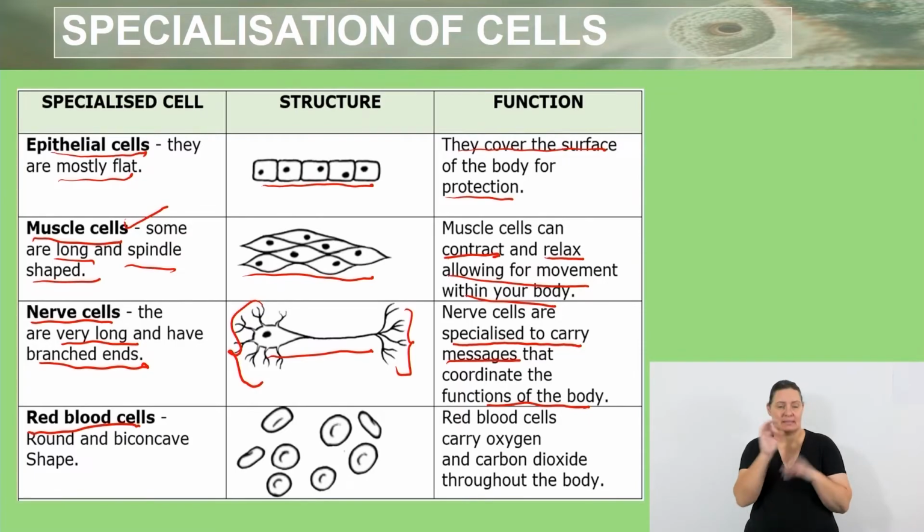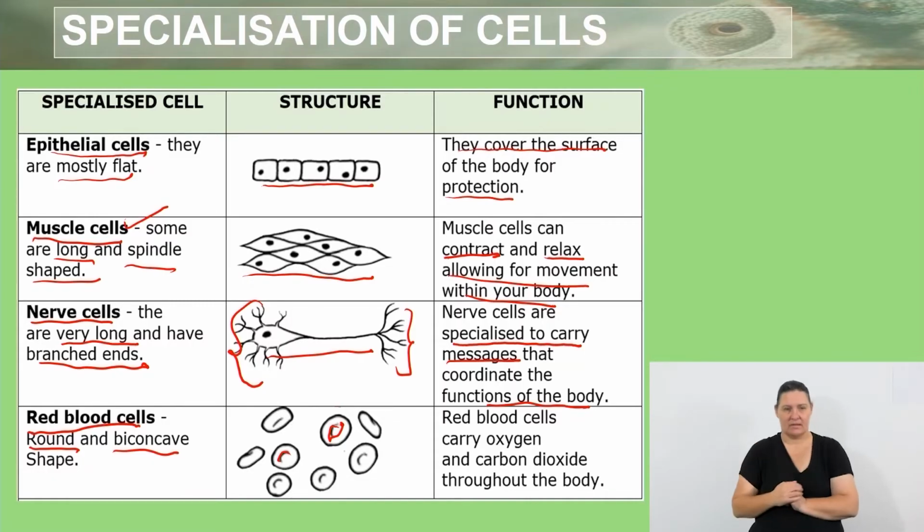So the red blood cells are round and biconcave. So when we say round, obviously we are referring to the circular shape, and this inside here, I don't know if you can see it, but it looks like there is a shape that is going in, or a hole, but not really a hole. So that is what we mean by biconcave.